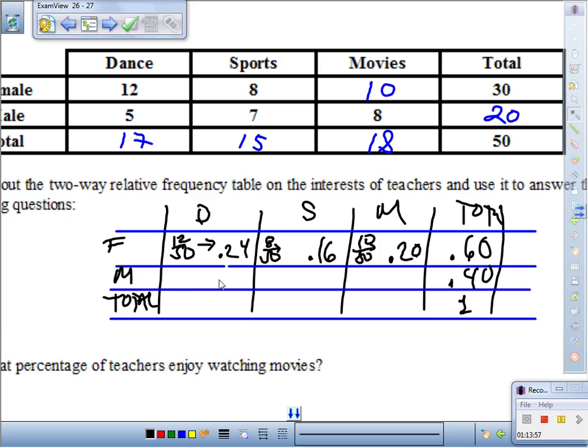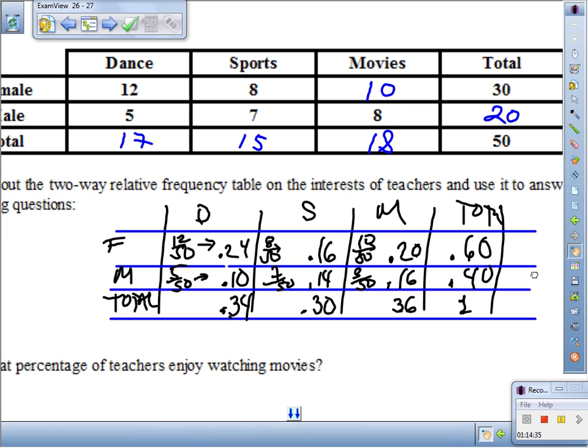So let's see, 5 over 50, that's 0.10. So the total should be 0.34. This one, 7 over 50, which is 0.14, which is 0.30. This one, 8 over 50, which is 0.16. The total is 36. Let's see, 34 plus 36 plus 30, 100. There it is, yes.